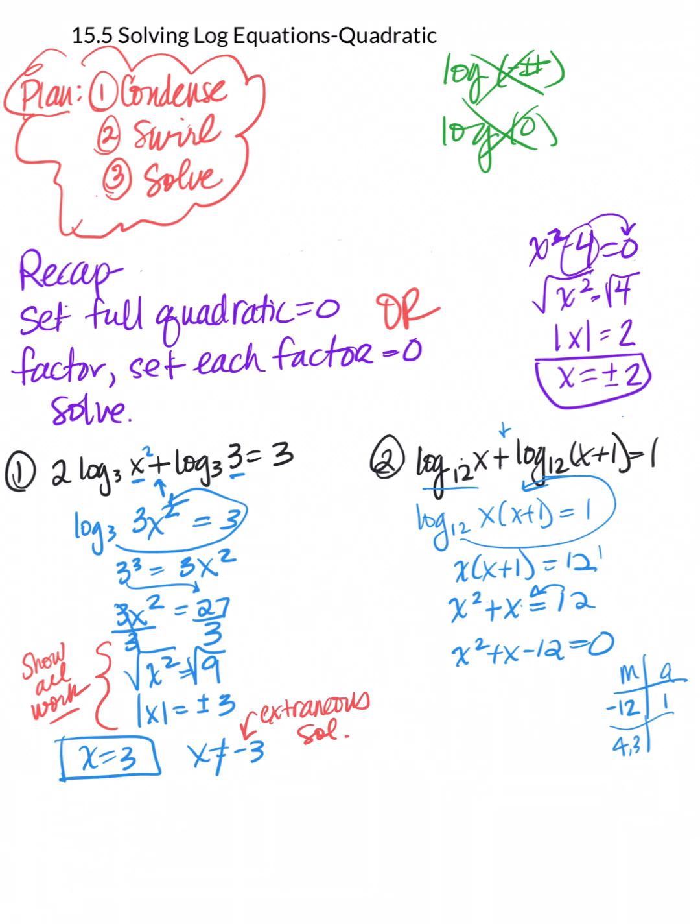And I can use the shortcut on this one because that coefficient's a 1. So it's x plus 4, x minus 3. So when I set them equal to 0, x is negative 4 and x is 3. Now we go back and figure out, does this work?